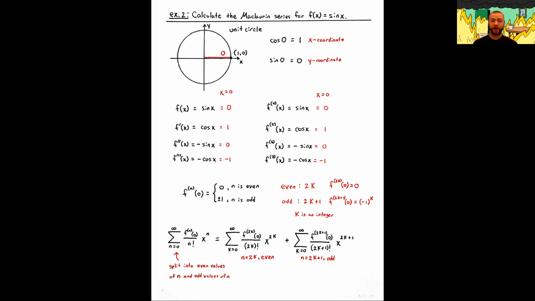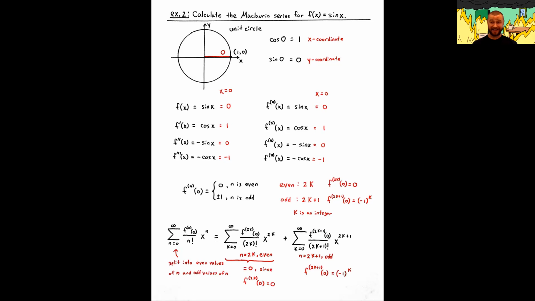All right, if we use what we found right above, any even ordered derivative is going to be 0. So all of the terms in the summation with even n are going to evaluate to 0. The only thing that is left is the odd index terms, where the order is 2k plus 1, an odd order, and that's going to be of the form -1 to the kth power. All right, at this point, we basically have our Maclaurin series.